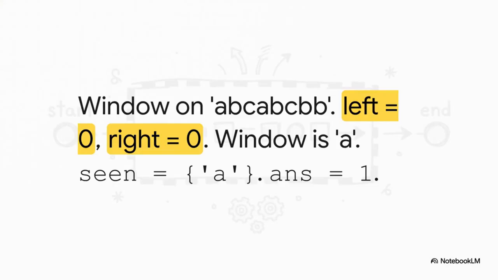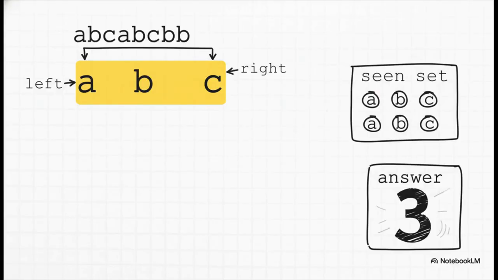Okay, let's trace this with our example string, ABCABCB. We start at square 1. Both our left and right pointers are at the very beginning, at index 0, pointing at the letter A. We add A to our seen set, and our longest substring so far is 1. Easy enough. Now the fun begins. We start expanding. The right pointer moves 1 step to B. Is B in our seen set? Nope. Great. We add it. The window is now AB, length is 2. We update our answer.